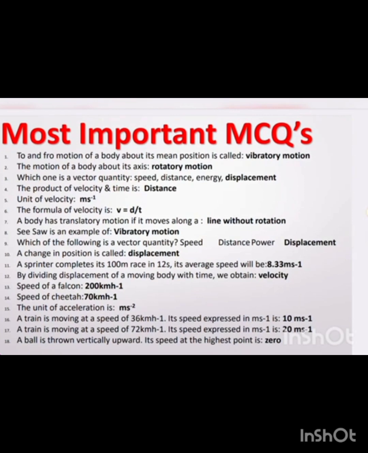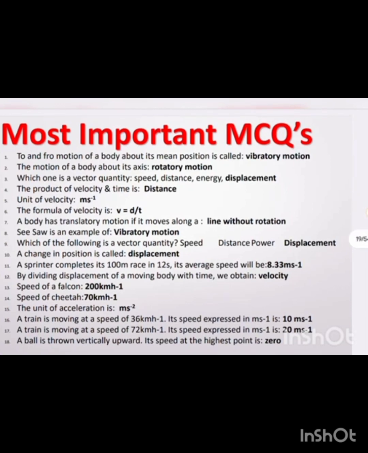A body has a translatory motion if it moves along a line without rotation. Seesaw is an example of vibratory motion. Which of the following is a vector quantity? Displacement. A change in position is called displacement. A sprinter completes its 100-meter race in 12 seconds. Its average speed will be 8.33 meter per second.